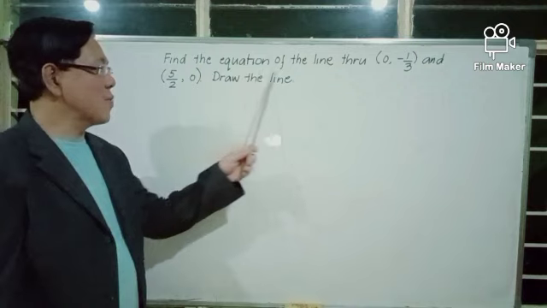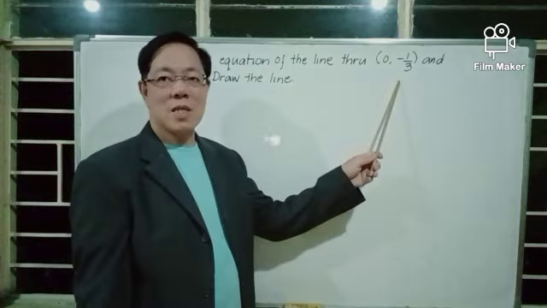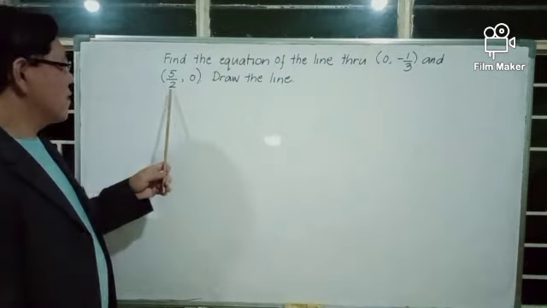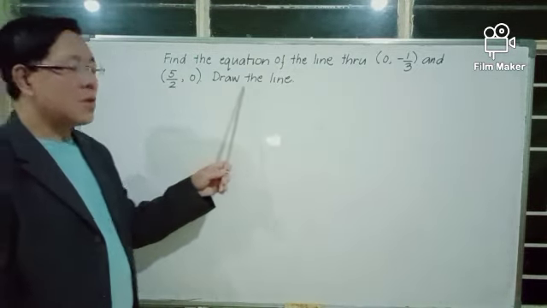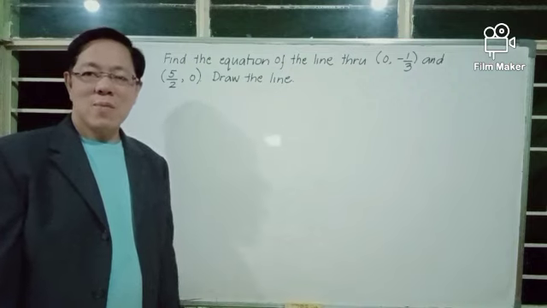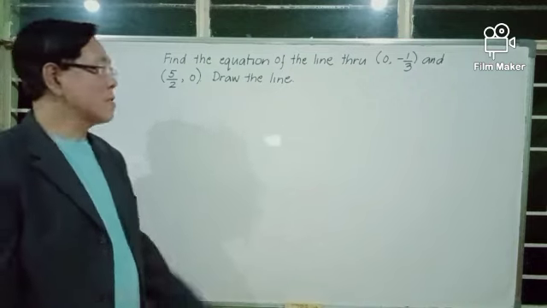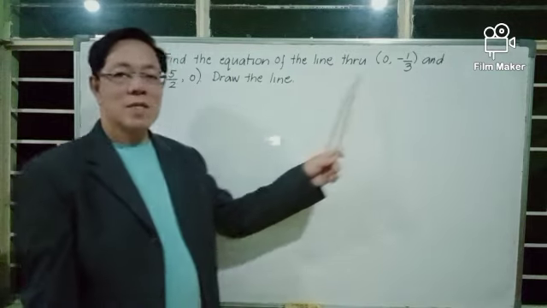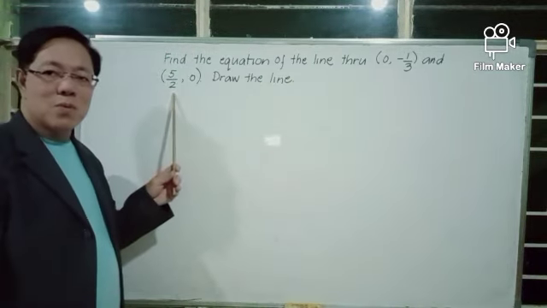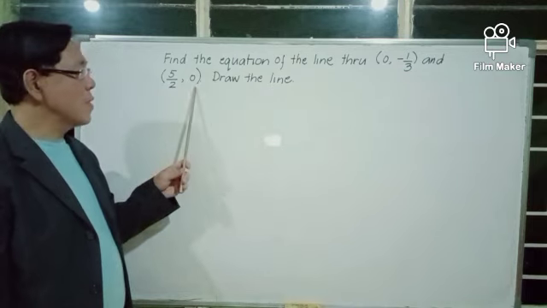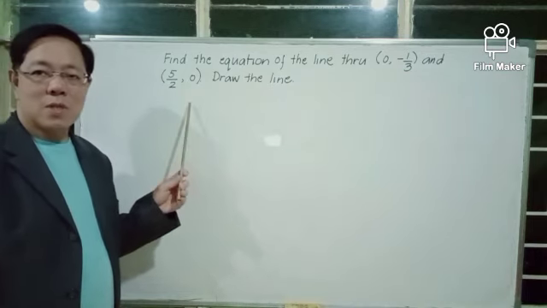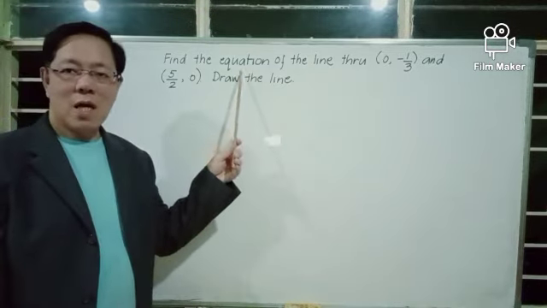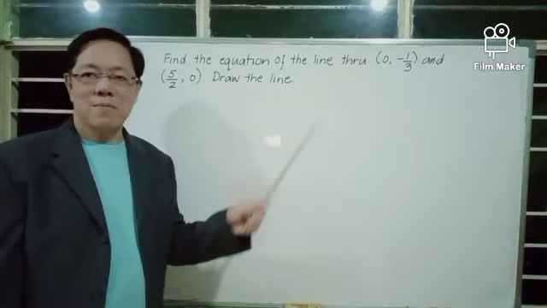Find the equation of the line through (0, negative 1/3) and (5/2, 0). Draw the line. The given in this problem are 2 points: the point with coordinates (0, negative 1/3), and the point (5/2, 0). And the line passes through these two given points. And we want to find the equation of the line, and we draw the line.